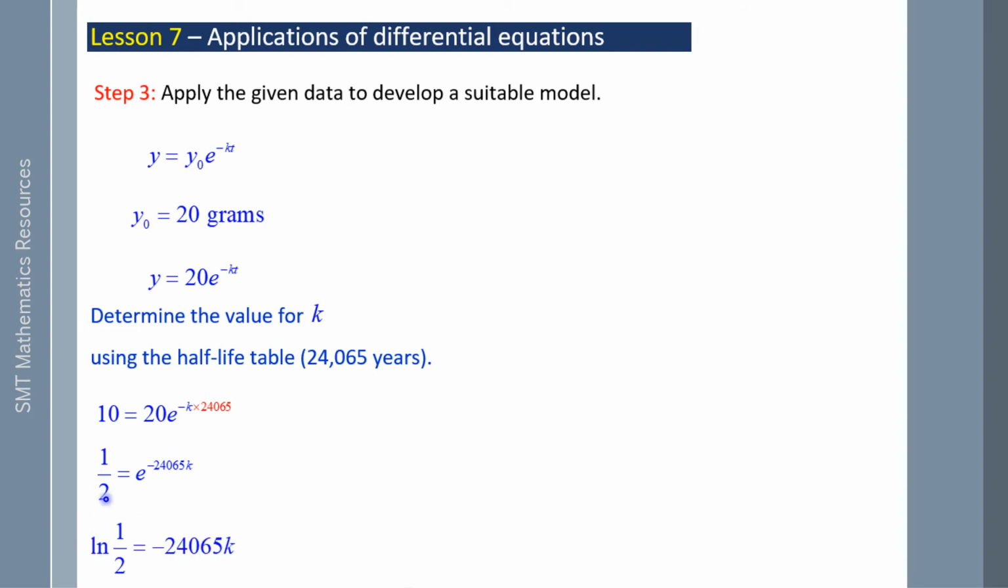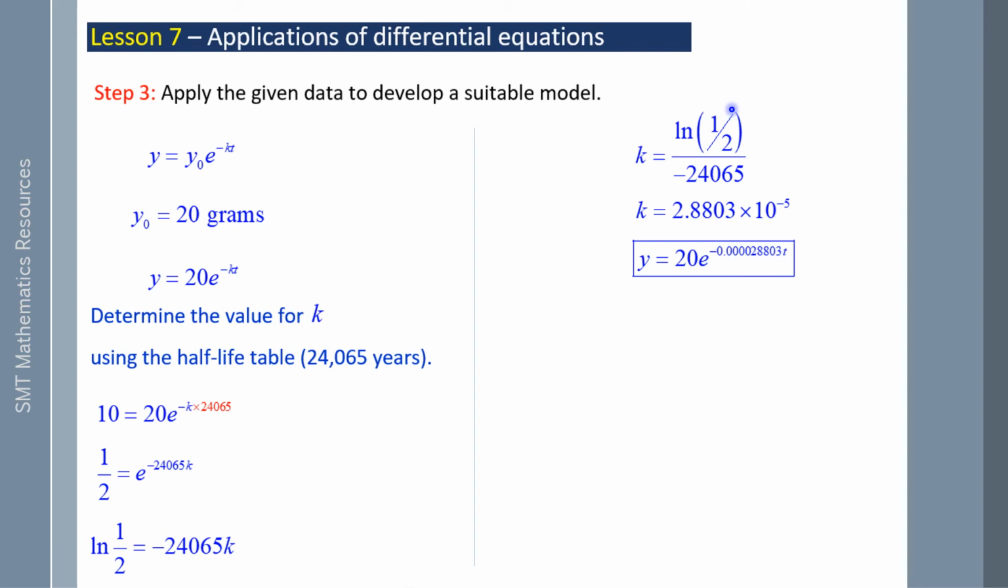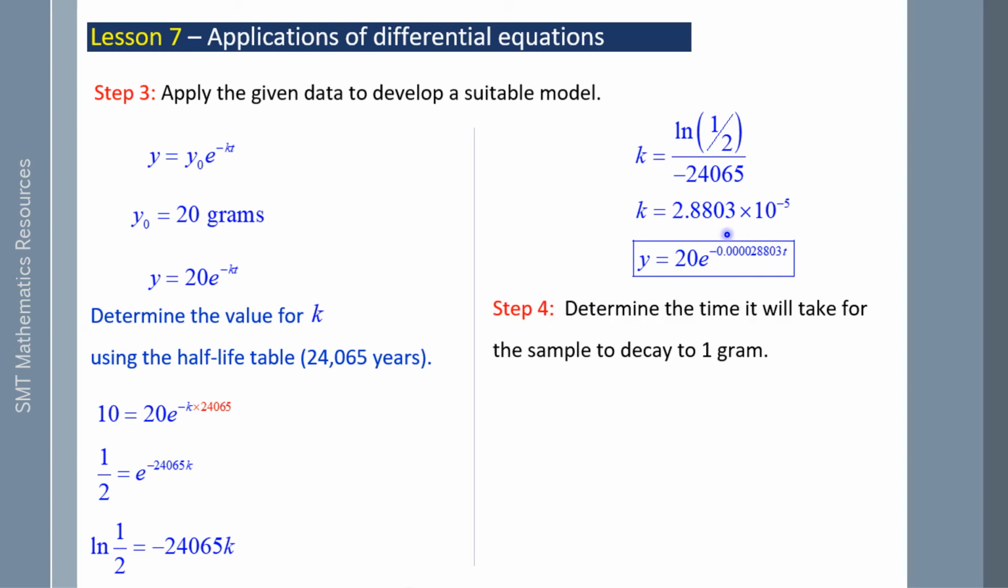The natural log of 1/2 equals negative 24,065k, which means we can divide both sides by negative 24,065. And k equals the exact value. To a very small decimal place, we have k equals negative 0.00002888032. So y equals 20e to the negative kt. That's our general solution, or our equation to model the exponential decay.